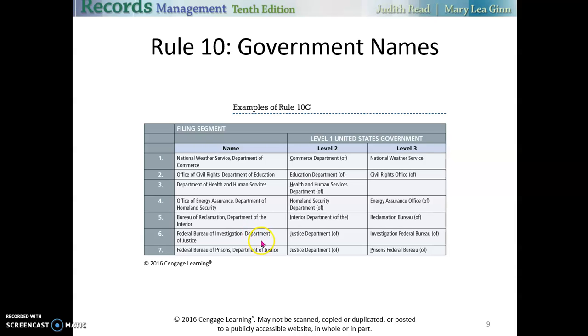Federal Bureau of Investigation, it's in the Department of Justice. Level 1, United States Government. Level 2, Justice, Department of. And Level 3, Investigation. Notice Federal Bureau is not first, because there are many different federal bureaus. So this is more generic, but this is the investigation. So Investigation, Federal Bureau of. And finally, Federal Bureau of Prisons. So here we have another federal bureau. It's also under the Department of Justice. So this would be Prisons, Federal Bureau of.